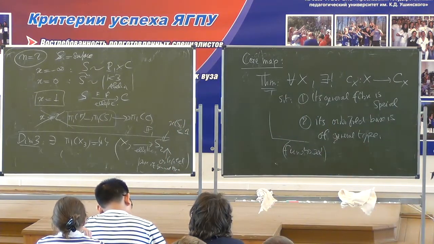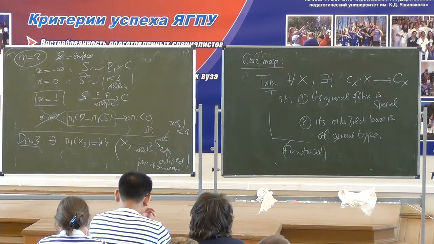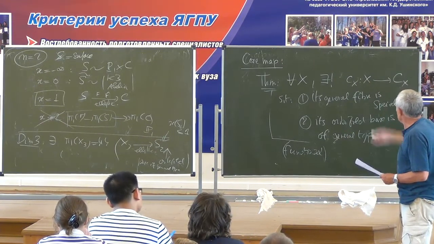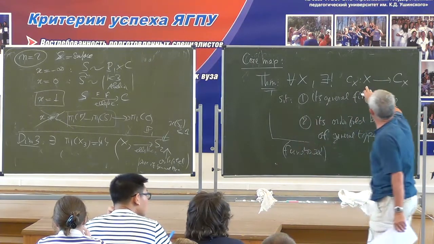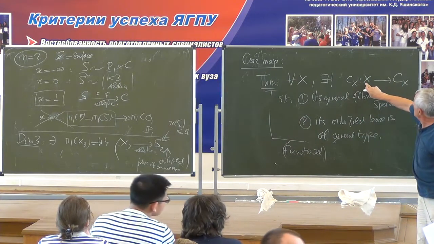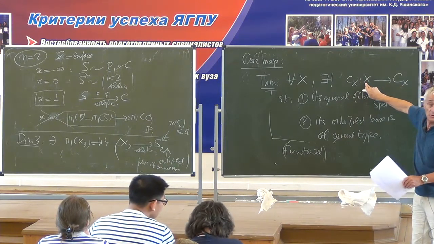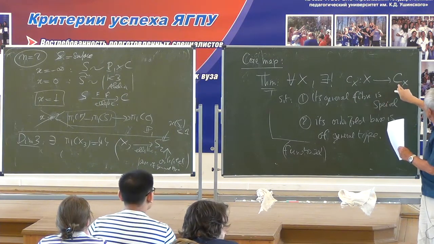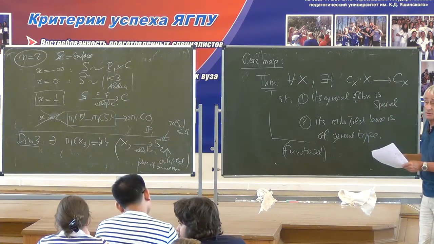Okay, so this is the core map, and this is quite important. The extreme cases are the following. First, when Cx has the same dimension as X, this means this is the identity map, and this corresponds to the fact that X is of general type. The other case is when Cx is one point, and this means that X is special.